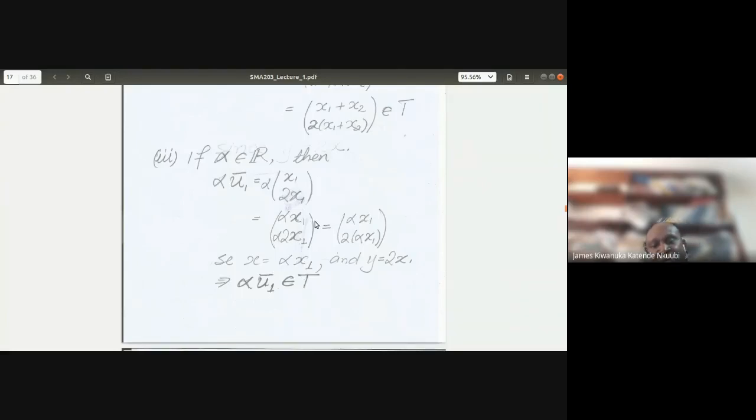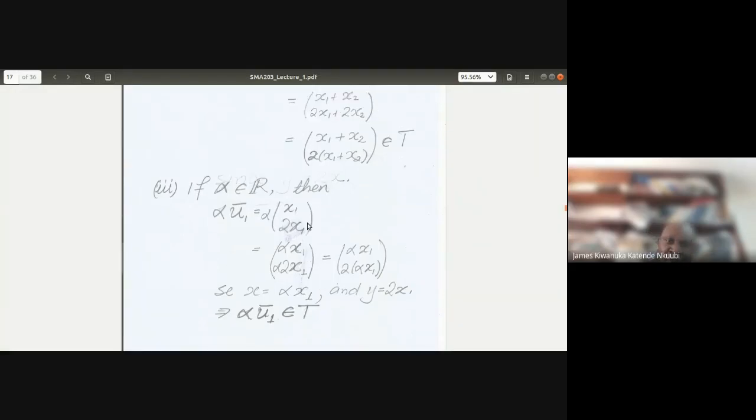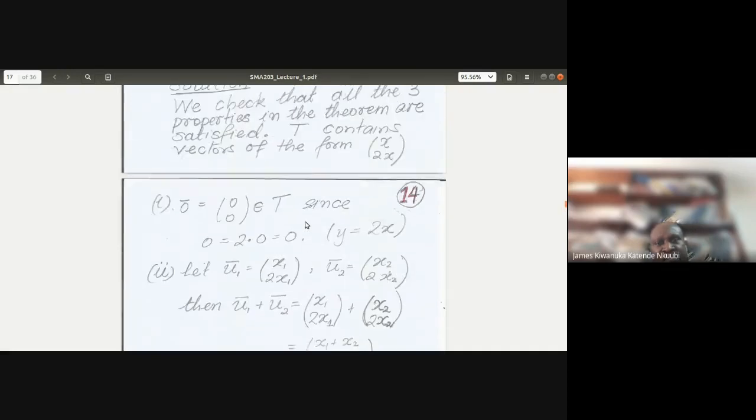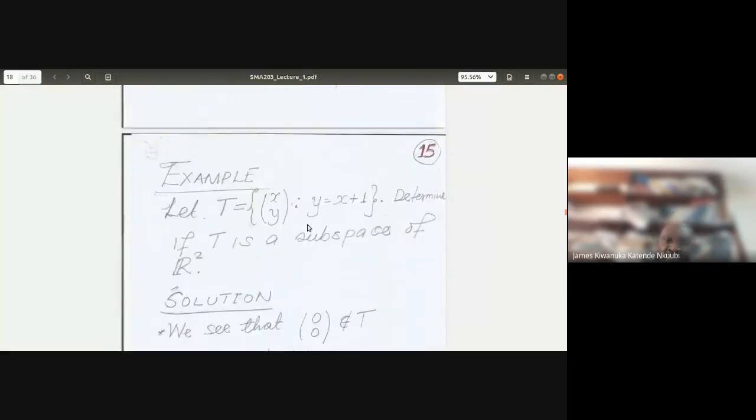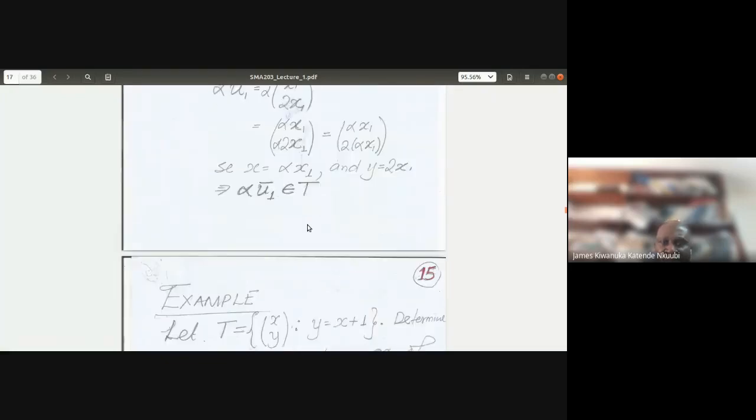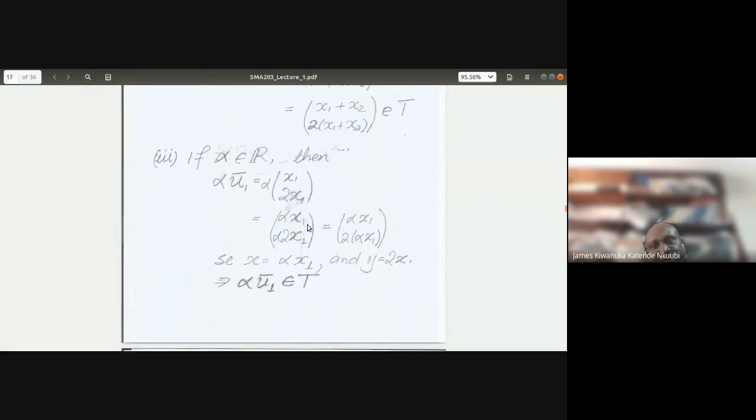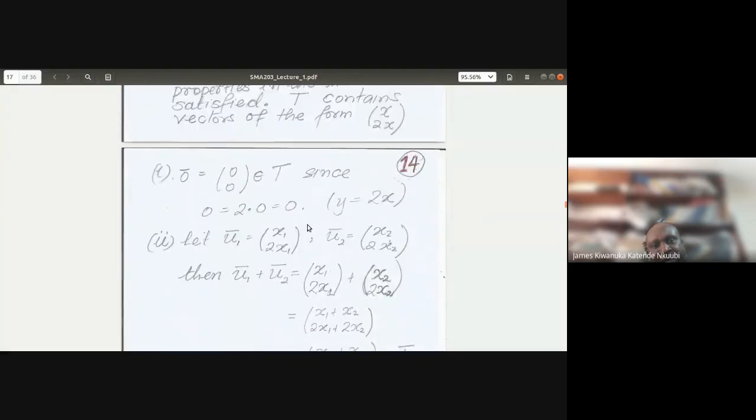So now what do we do now? All the three properties are satisfied. We have no choice but to declare that this set T is a subspace. So T is a subspace because all the three properties are satisfied.